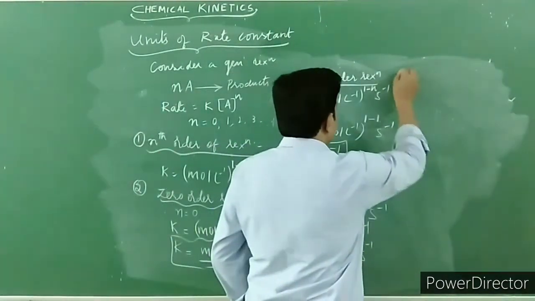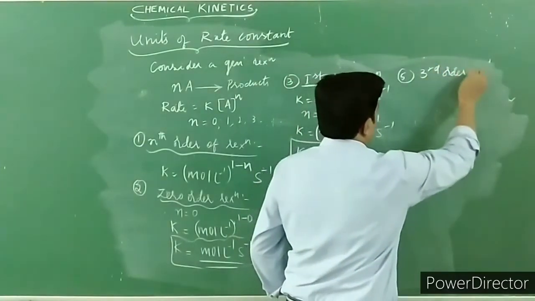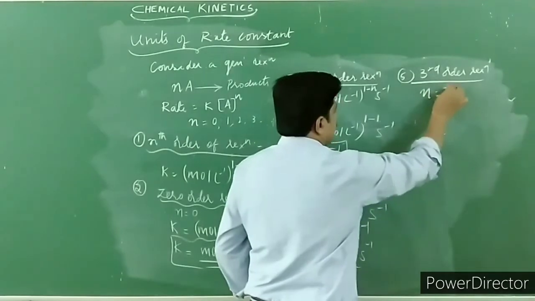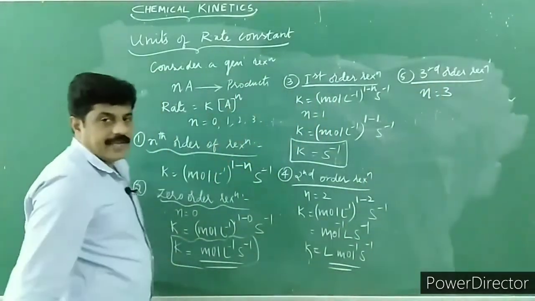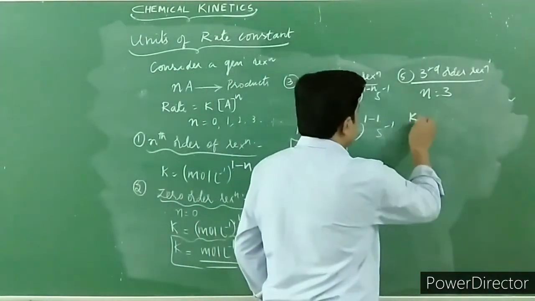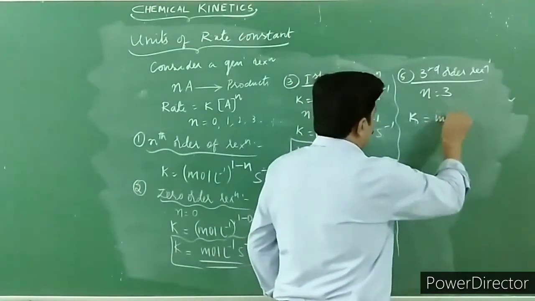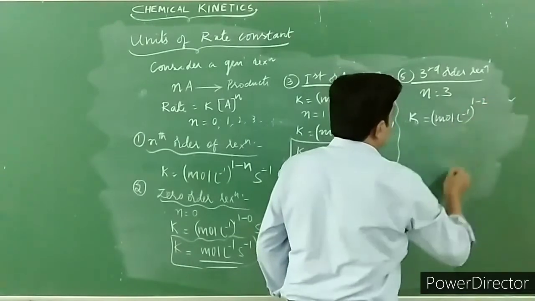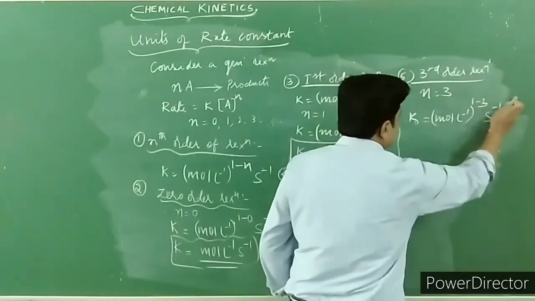Let me go for the third order reaction. Children, in that case, n is equal to 3. n is equal to 3 if it has to be a third order reaction. How do I write? Look at here. K is equal to mole per liter raised to 1 minus 3 per second. Is it not?